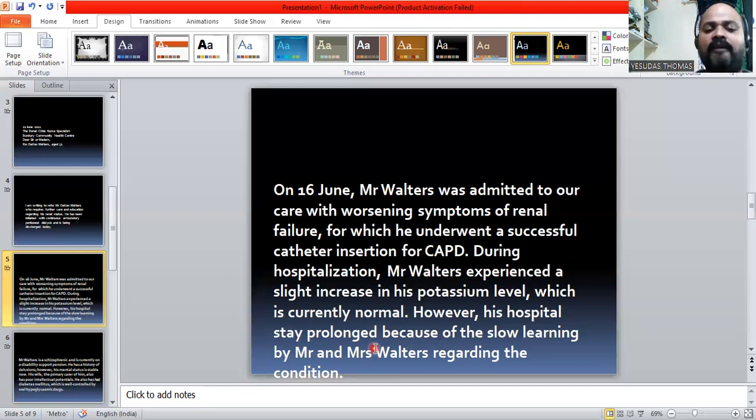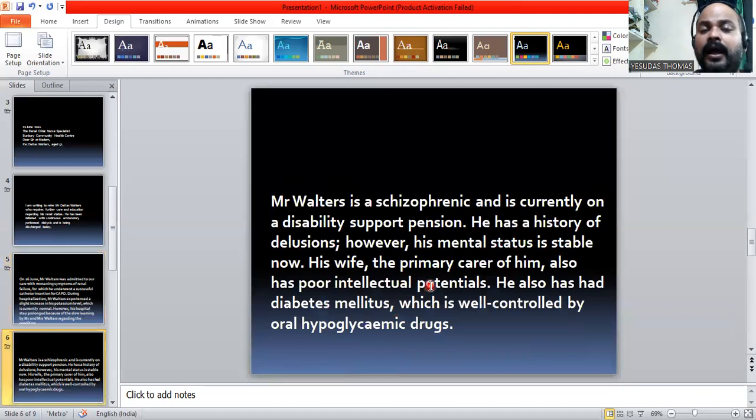It's because of the slow learning process of Mr. Waters and Mrs. Waters regarding the condition, that's the CRF and CAPD procedures. And this is what we can see. Now we have to see what exactly his background is.